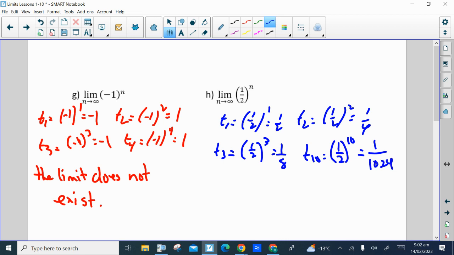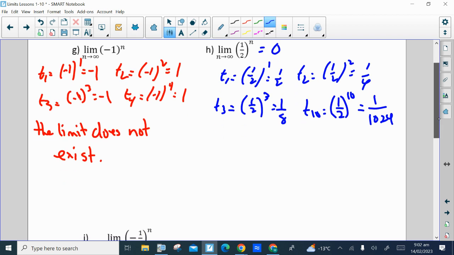So again, the denominator is getting larger and larger. When you divide 1 by a number that's getting bigger and bigger, the answers will get smaller and smaller. They will approach the value of 0. Okay, so again, sometimes you have to use this method to evaluate the limit.